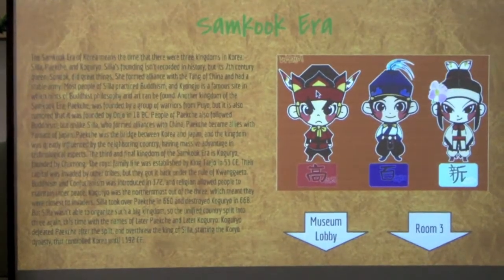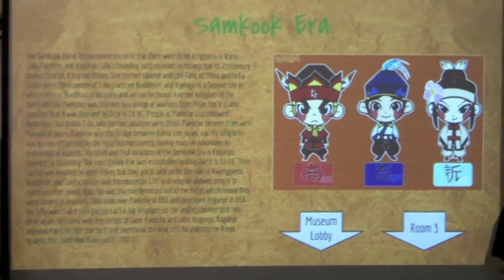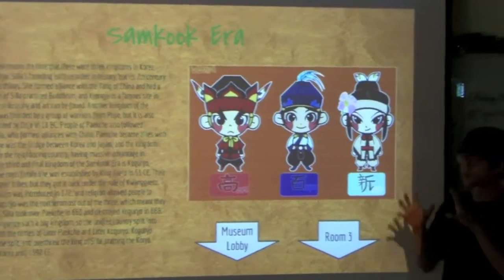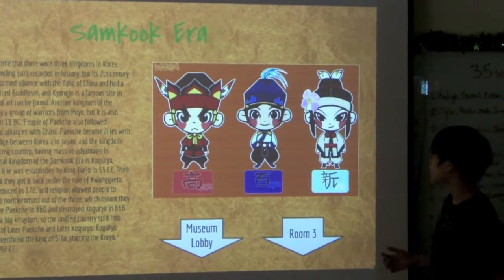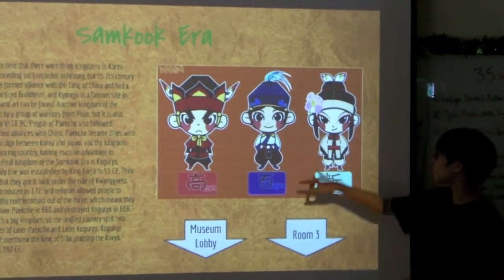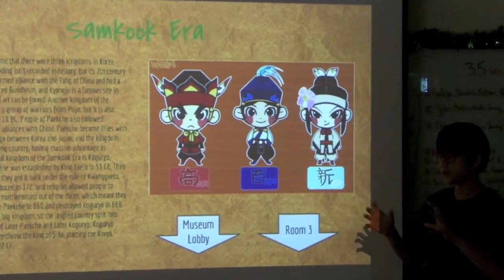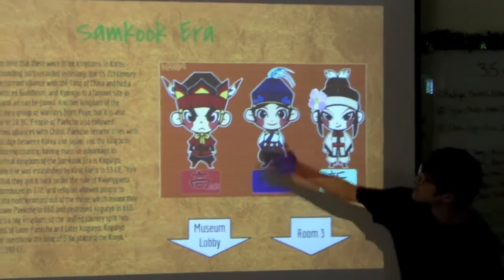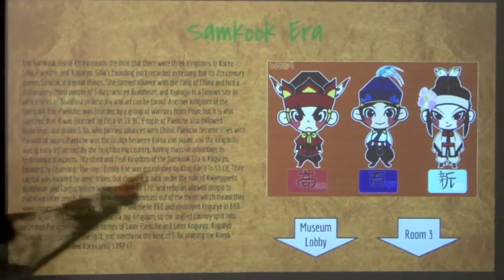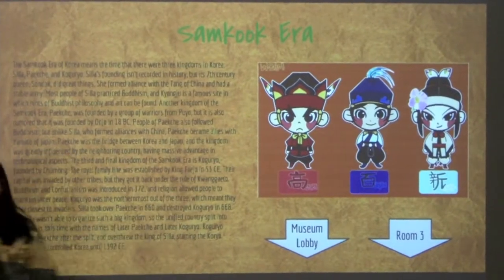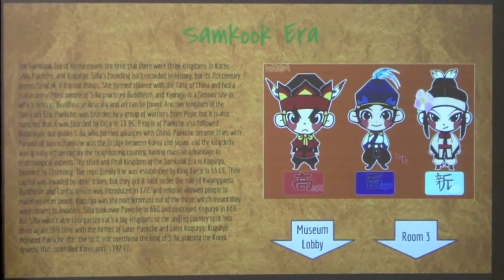The Samguk era explains Goguryeo, Baekje, and Silla, which are the 3 main civilizations of the Samguk era. Basically, this is a picture of the 3 distinct, separate civilizations, and here's some information so you can read yourself. The picture is really cute and the children would like it, and it's very obvious which is Goguryeo, Baekje, and Silla by its design.